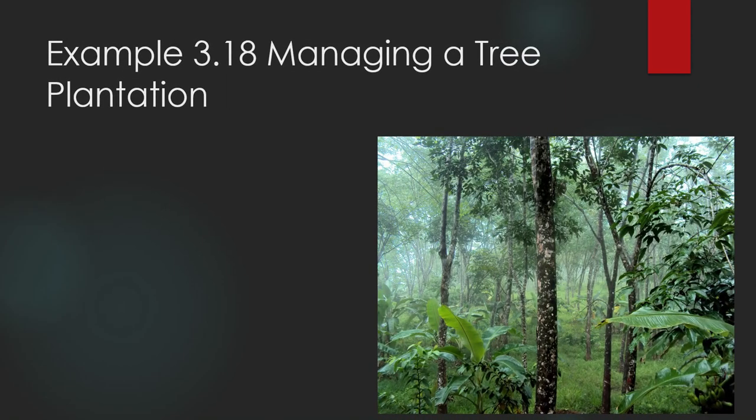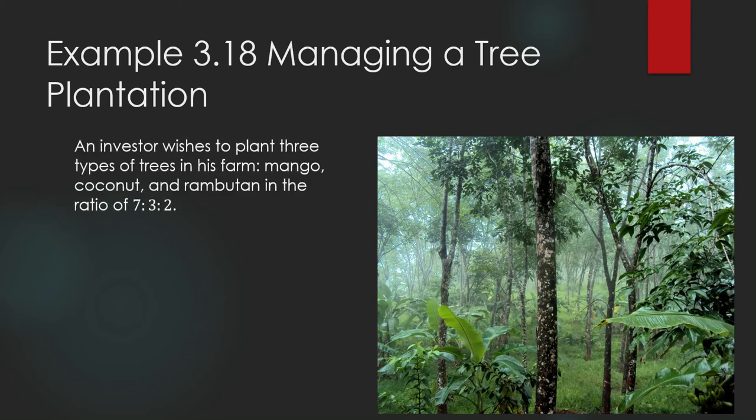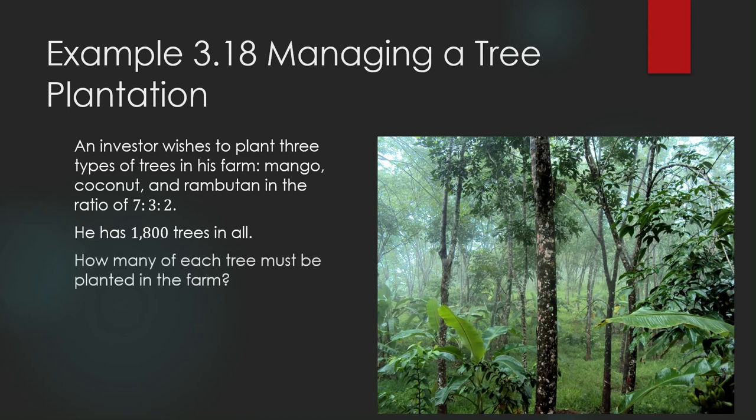Example 3.18, managing a tree plantation. An investor wishes to plant 3 types of trees in his farm: mango, coconut, and rambutan, in the ratio of 7:3:2. He has 1,800 trees in all. How many of each tree must be planted in the farm?